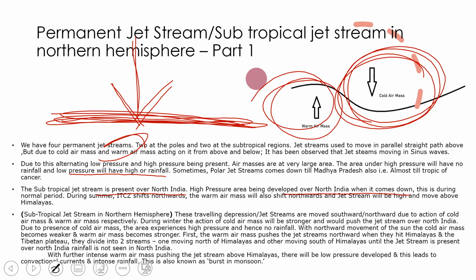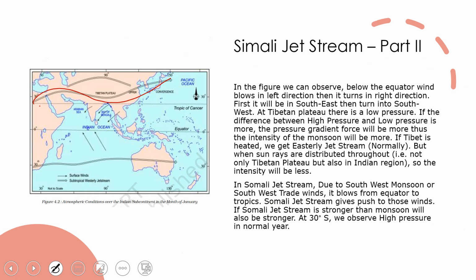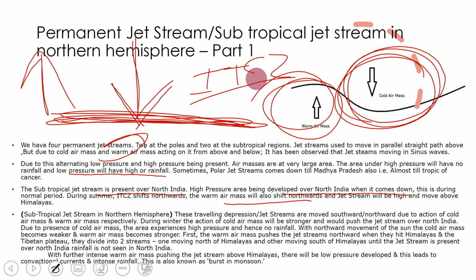During summer, as I've explained, the ITC jet will shift. The warm air mass will also shift northward, not from the equator. This will move and start hitting those regions, here it will be Madhya Pradesh and all. We are also seeing that the subtropical jet stream is there.